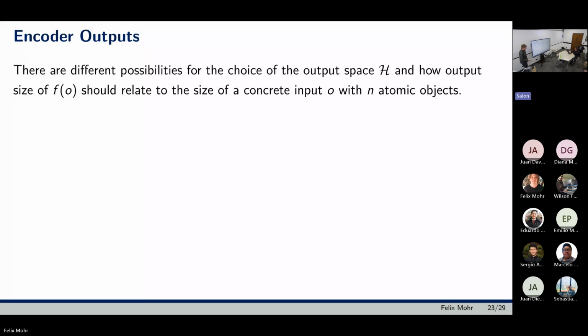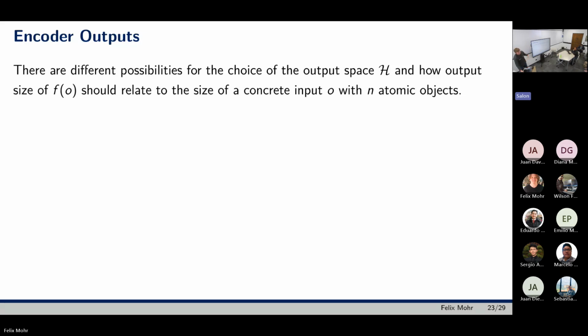What could be the outputs of such an encoder? There are different possibilities. So the output space is H, right? The only thing that we know is that this must be a set of tensors, a space of tensors. So what could this output space be? Let's say we have an input object O, like a graph, for example, and the graph has n atoms. O could also be just a phrase in English, and n would be the number of words. Okay, so O consists of n atoms.